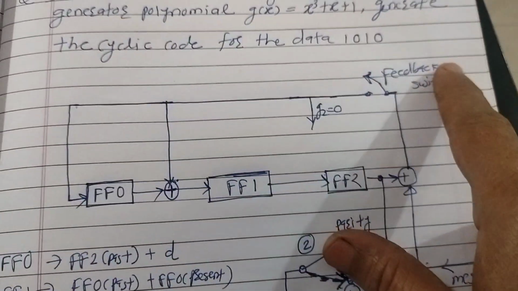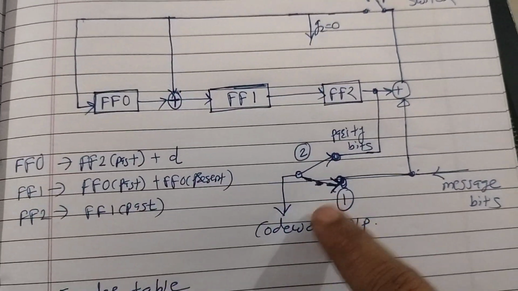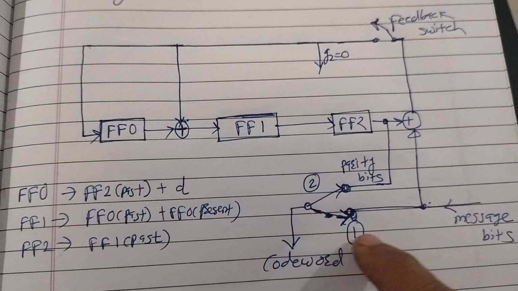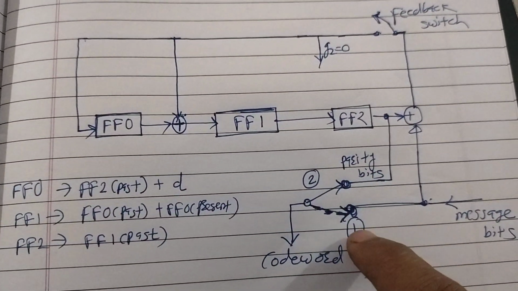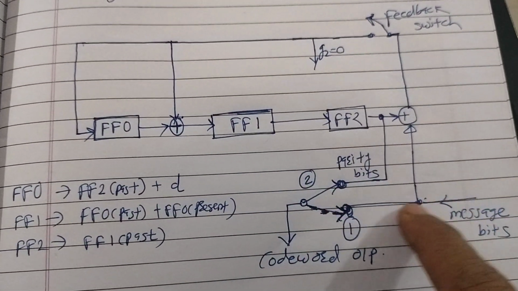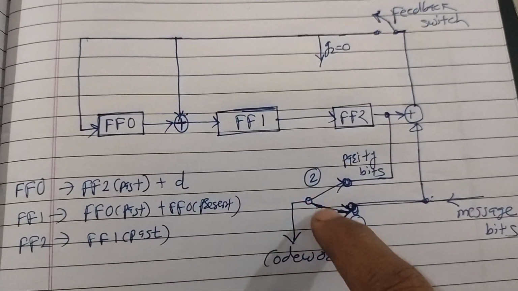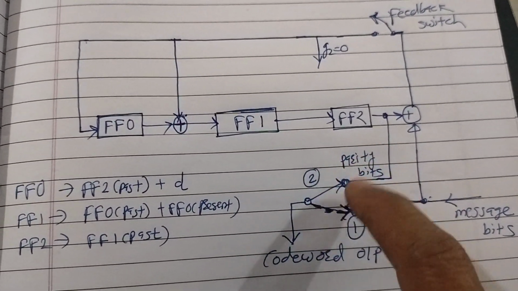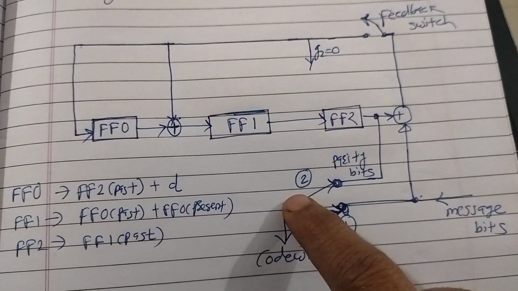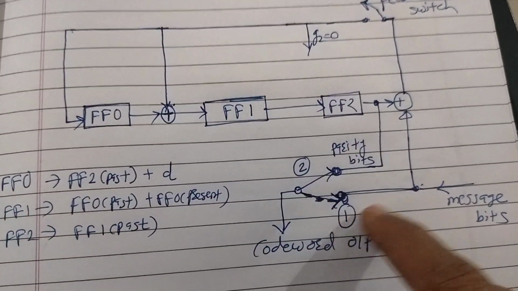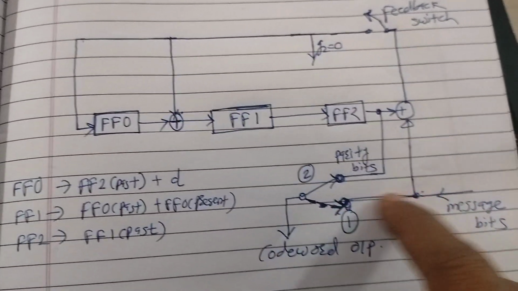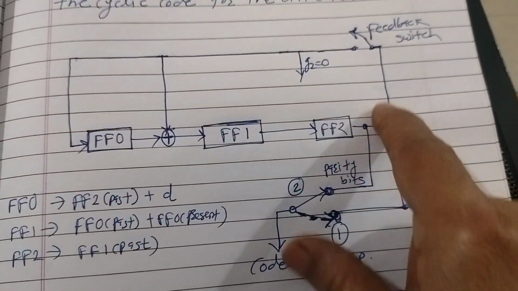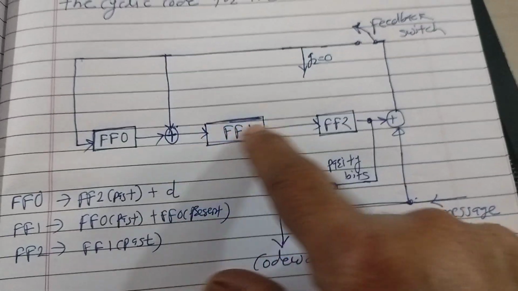After that there is a feedback switch. Now here there are message bits. There are two switches, switch 1 and switch 2. Sorry, there is one switch and two poles. So if the switch is at position 1, then message bits appear at the output, as well as go into the circuit.